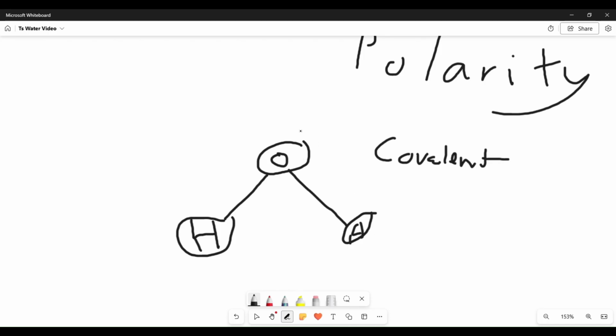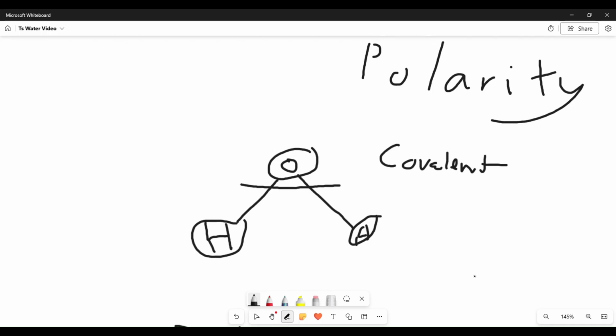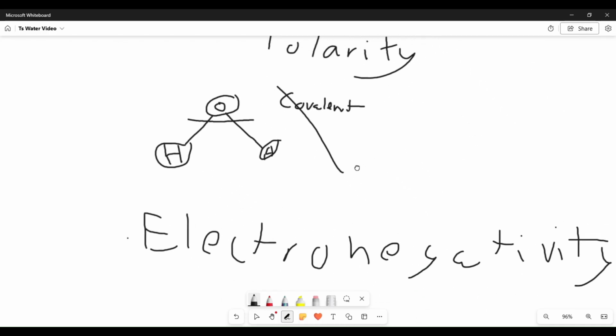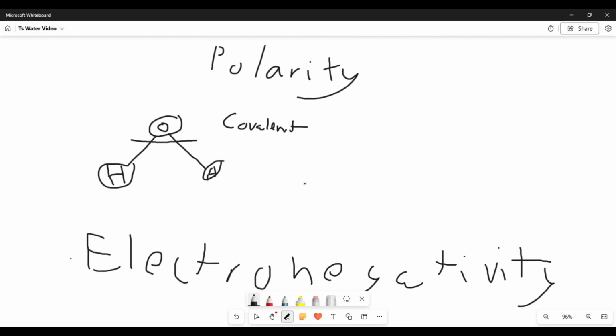However, oxygen is an extremely electronegative atom. Now, what is electronegativity? Electronegativity is just an atom's ability to attract electrons.